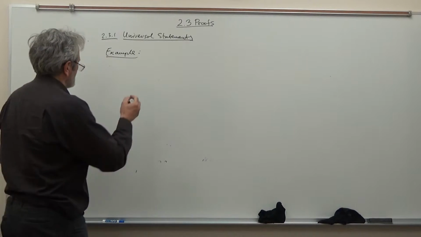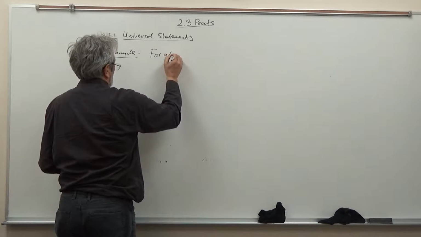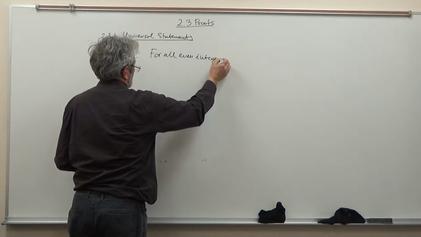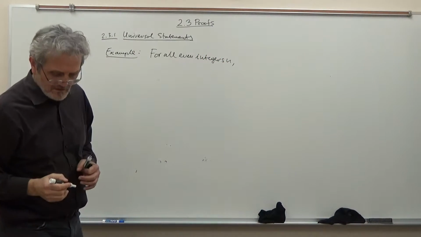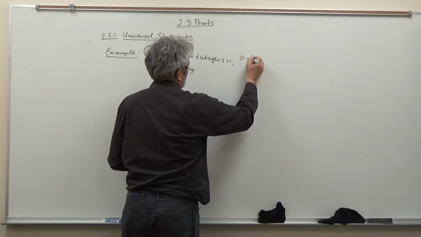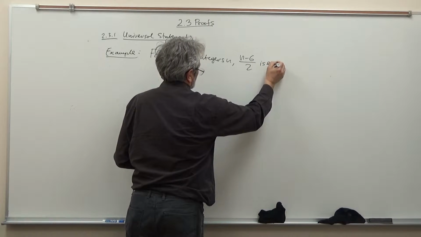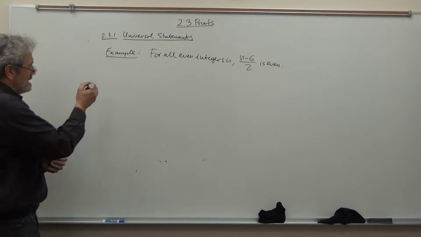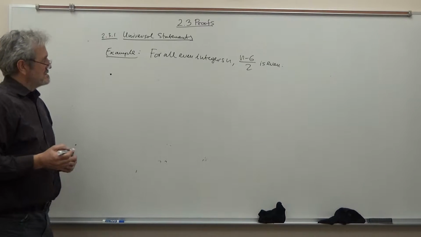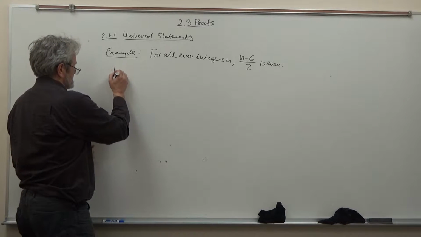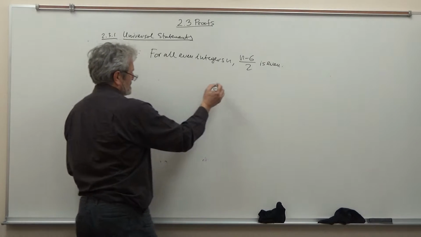For all even integers n, or for every even integer n, n minus 6 over 2 is also even. So the question here is: is this statement true or not? Generally we have two options, either to prove or disprove.